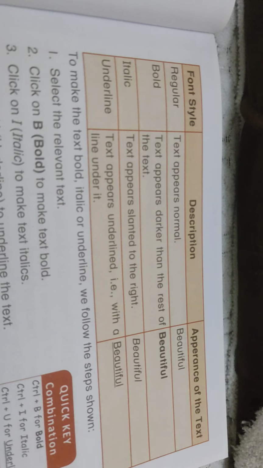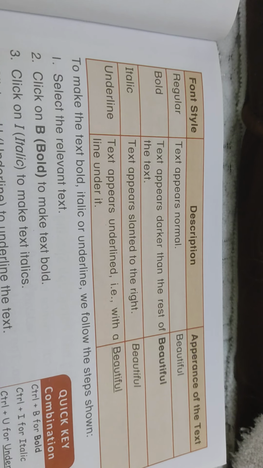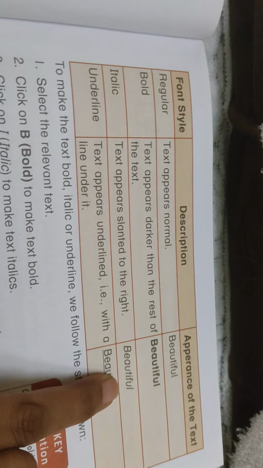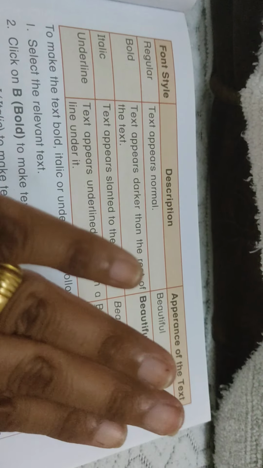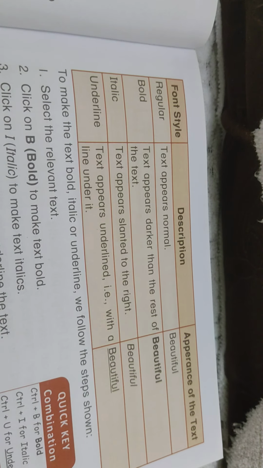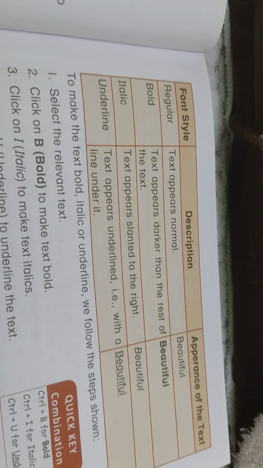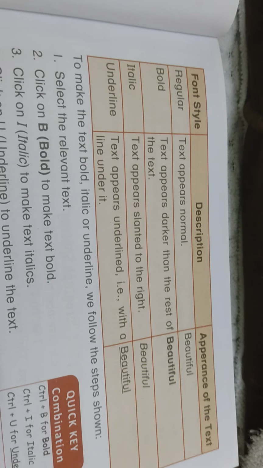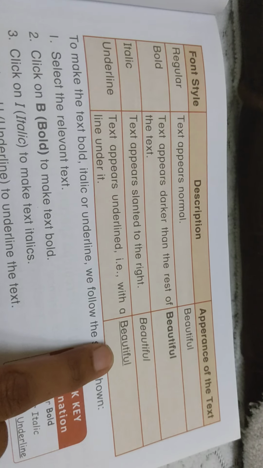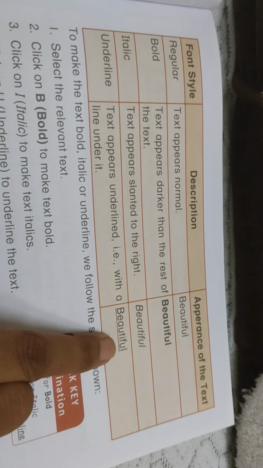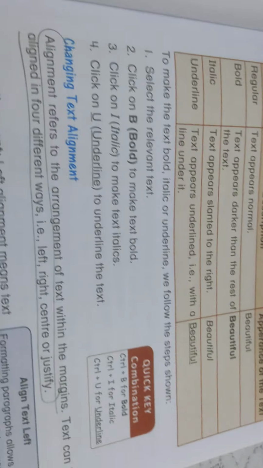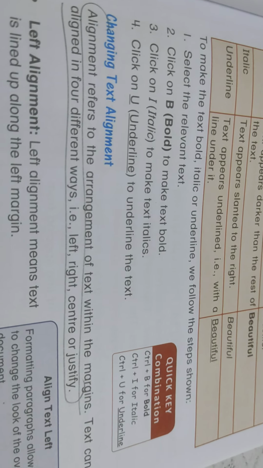Then see the italic one. Text appears slanted to the right. It will be a little bit slanted to the right side like this. Underline, obviously it is telling you that it will be underlined. Text appears underlined, that is with a line under it. This is the word and you will get this word with an underline. Okay. So this is the one. Now, how to put these in.